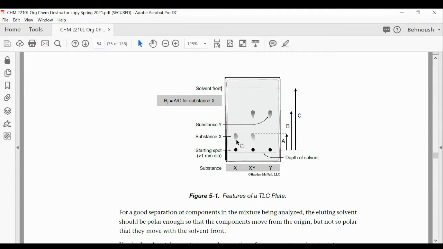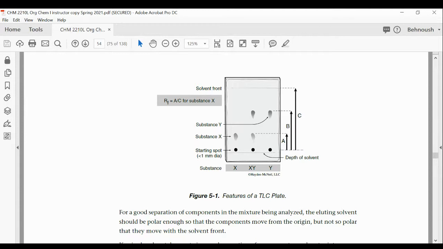So what is a good solvent? A good solvent for TLC. What type of solvent is going to be a good solvent? What is not a good solvent? Okay, I'm going to use solvent A. After I run the TLC, all the spots are going to stay right here at this level, level A. Would that be a good solvent? If all the spots are on the same level, that's not going to be a good solvent, right?